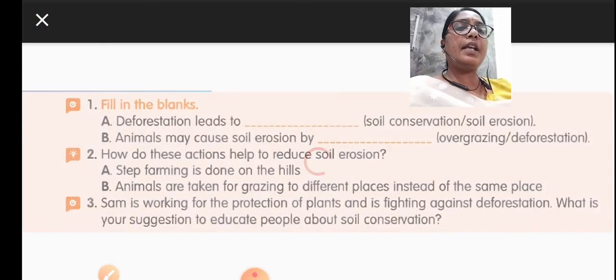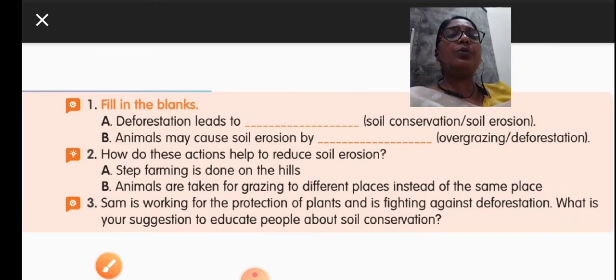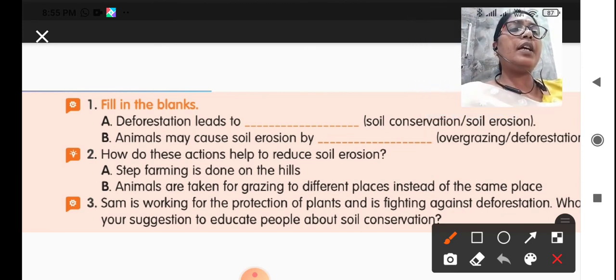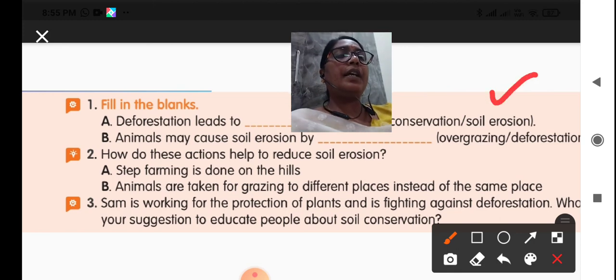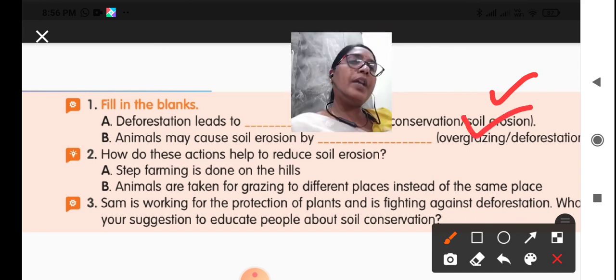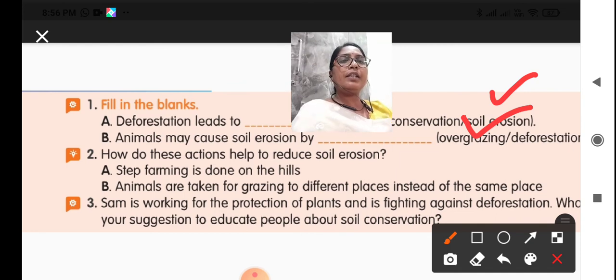Now, read this content from 18.4 nicely and try to answer the practice questions given in 18.4. Deforestation leads to soil conservation or soil erosion? Soil erosion. Animals may cause soil erosion by overgrazing. When many animals gather at one place, their footsteps may cause soil erosion. Along with their footsteps, they may take away the topsoil.